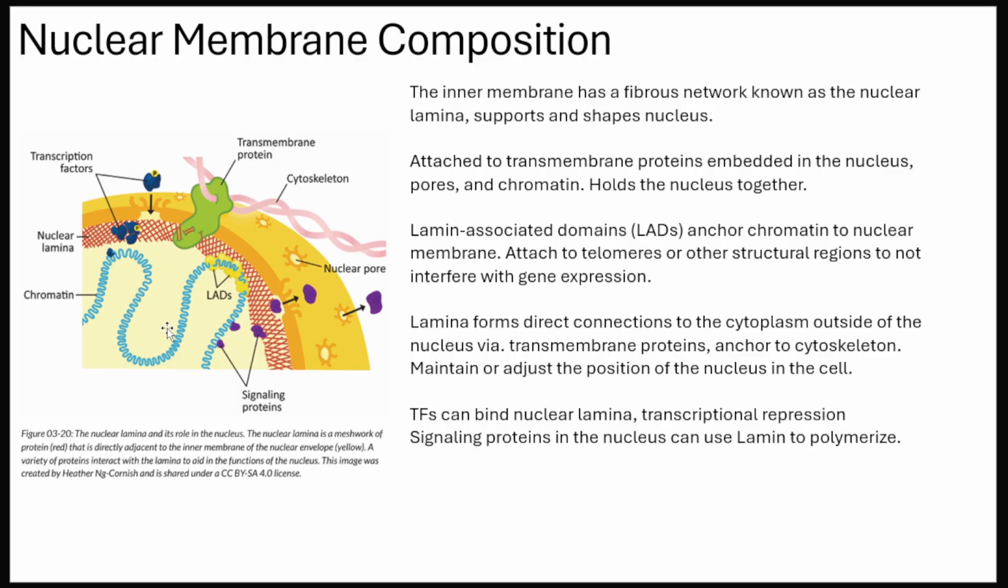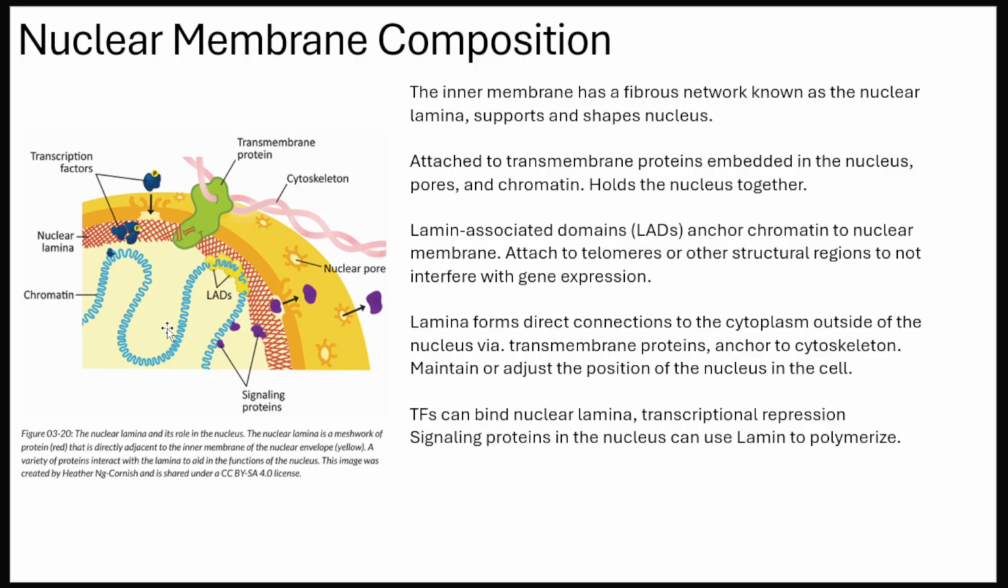So what you really need to understand is that this lamina forms direct connections to the cytoplasm outside of the nucleus by anchoring the outside to the inside, and also that transcription factors can bind to the lamina as a form of repression. Signaling proteins can get sequestered into the nucleus and use the lamina to actually polymerize and be excreted through nuclear pores in that regard.